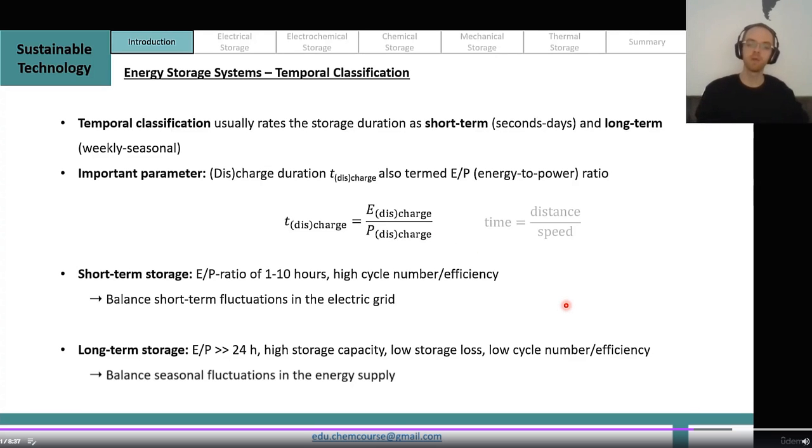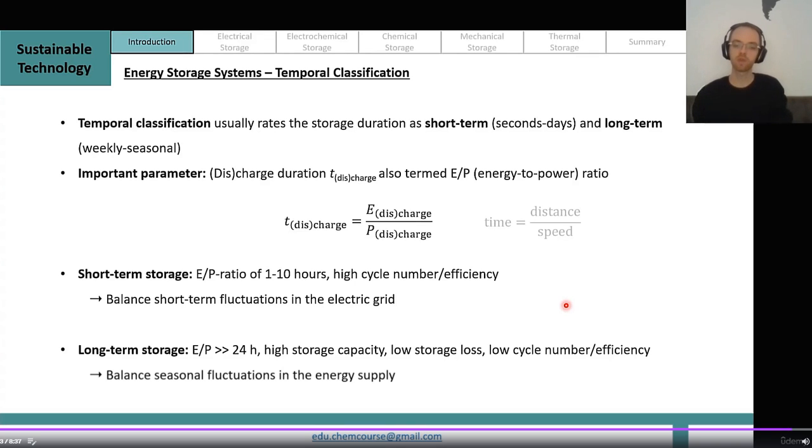And based on this value, we typically say that a short-term storage has an E to P ratio of 1 to 10 hours. So it takes you 1 to 10 hours to charge or discharge your energy storage. And these kinds of storage technologies usually aim at high cycle numbers and high efficiencies. What is a cycle? A cycle basically means I have an energy storage, I charge it, I store it maybe for a certain amount of time, and I discharge it. This is regarded as a cycle. So these kinds of short-term storages are basically used to balance short-term fluctuations in the electric grid. And you readily see when we talk about short-term fluctuations, we should have relatively fast charge-discharge times.